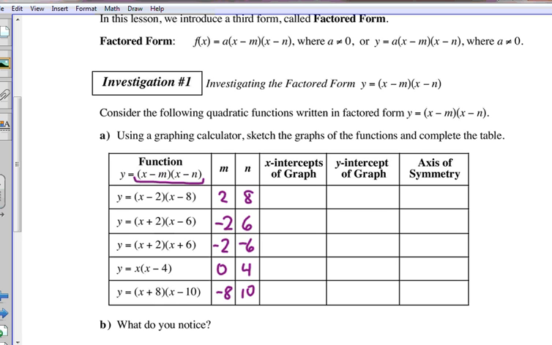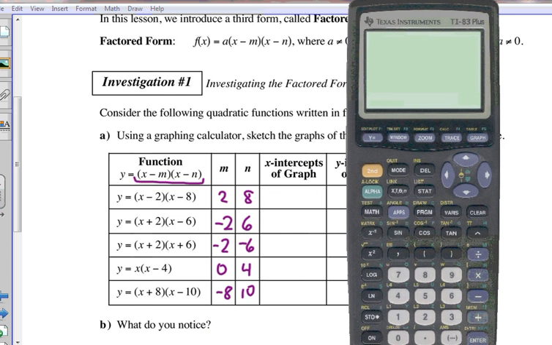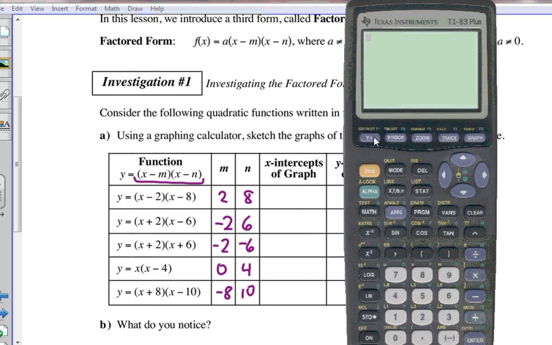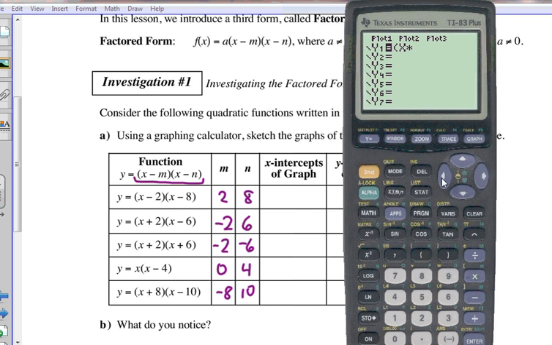plus 10, opposite sign. Okay, so what we're going to do is graph these on your calculator. So grab your graphing calculator. Go to y equals. And we're going to start by graphing the first one, (x minus 2)(x minus 8). We want to figure out what this m and n do on this graph.